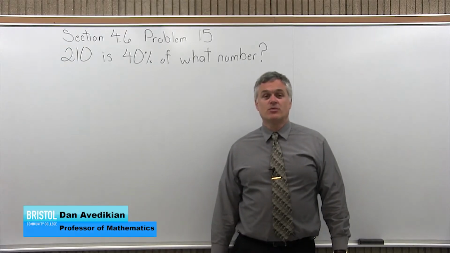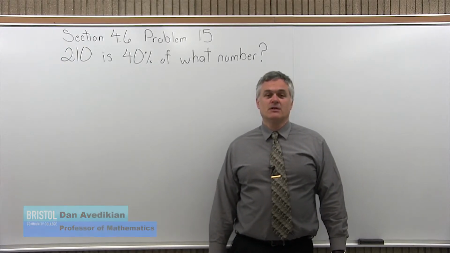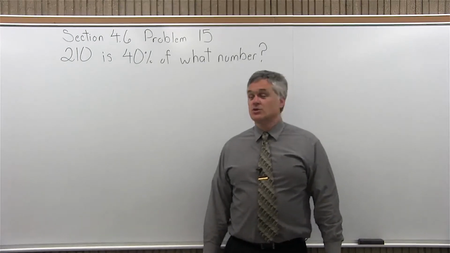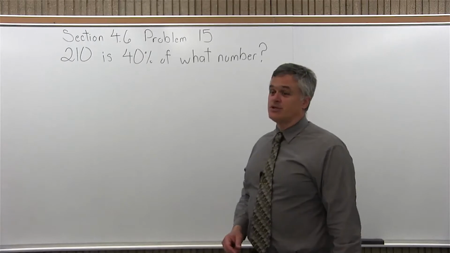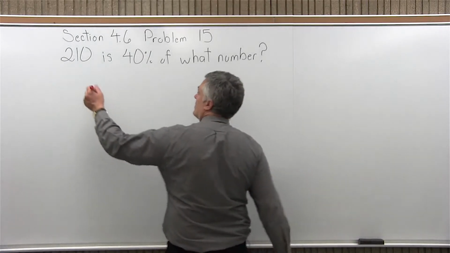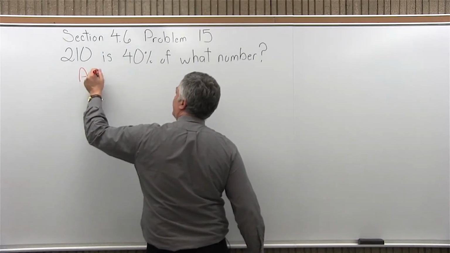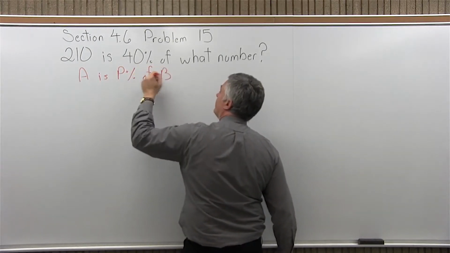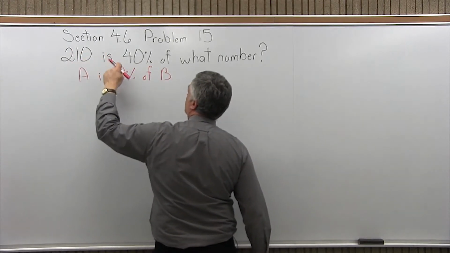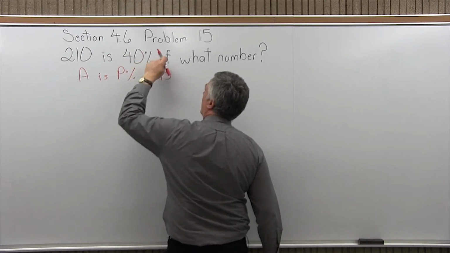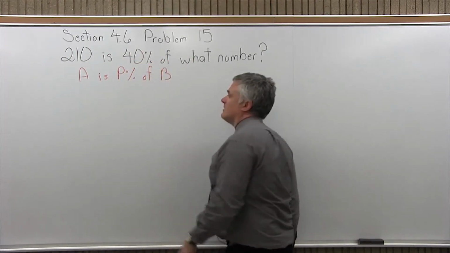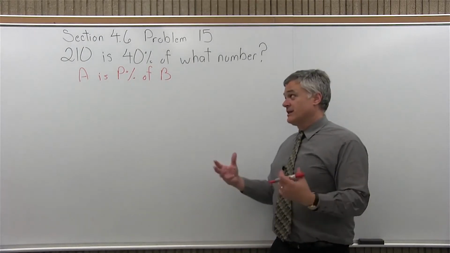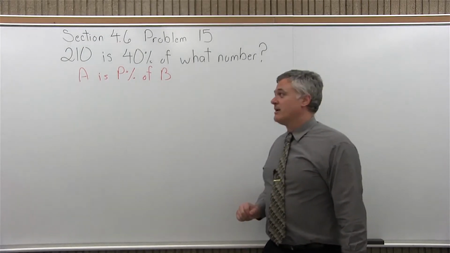This is Section 4.6, Problem 15. It says 210 is 40% of what number? So to solve this, we want to set it up as a proportion. And to do that, we want to make sure the question is in the form A is P% of B. There it is. A is P% of B. B is the unknown, so I don't have to rearrange the sentence. If I had to, I just have to rearrange it so it fits that format.